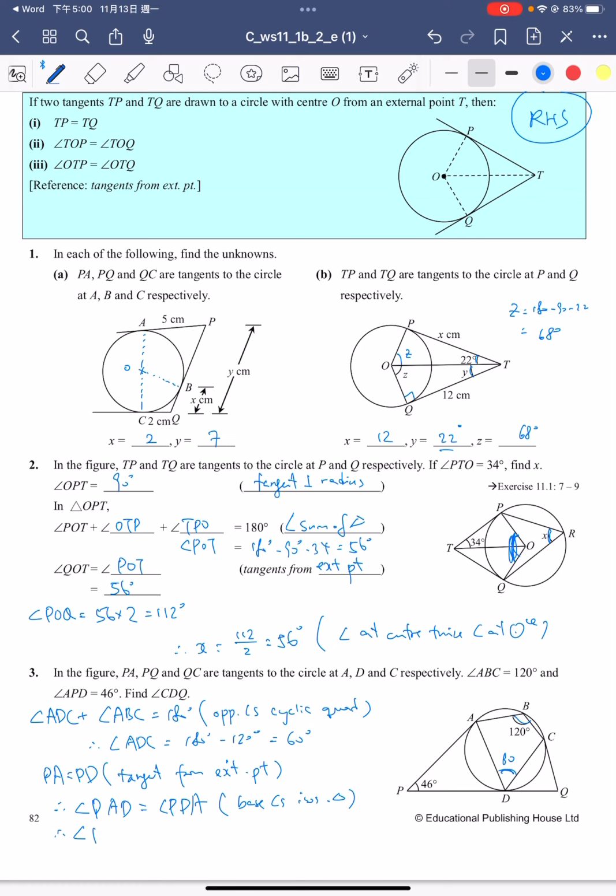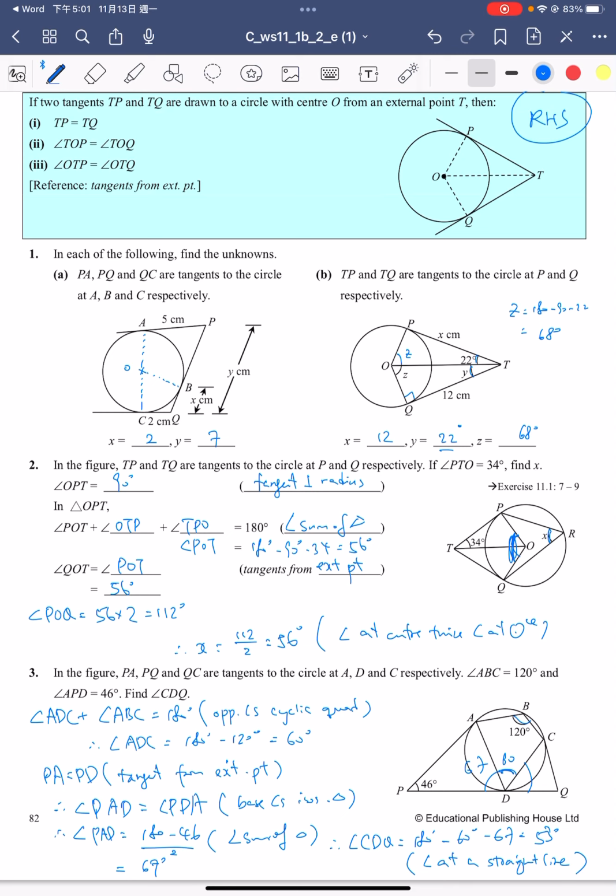So we can say that the angle of PAD is equal to 180 minus 46 divided by 2. And this one is using the angle sum of triangle. So this is equal to what? 180 minus 46 divided by 2, giving the answer of 67 degrees. So which means that this is equal to 67. Then we can use the angle at a straight line to find the angle CDQ. So the angle CDQ is equal to 180 minus 60 minus 67, giving you the answer of 53 degrees. So we can say this is by using the angle at a straight line.